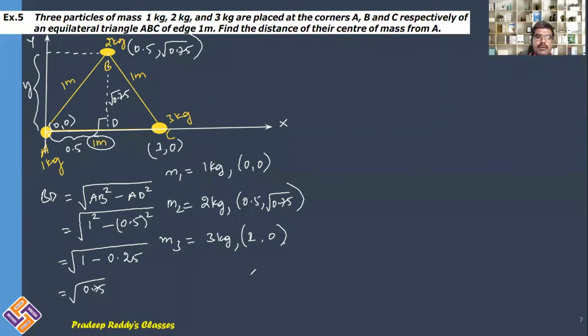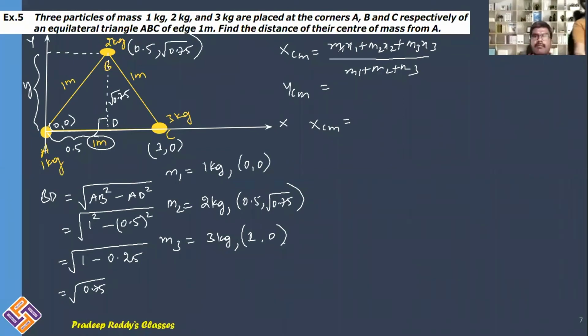Now you can use the formula for center of mass. Because this is extended along the x-axis and y-axis, you will get XCM is equal to M1x1 plus M2x2 plus M3x3 divided by M1 plus M2 plus M3. Similarly, you can go with YCM also. Now let us calculate XCM first. XCM is equal to M1. What is the value of M1? M1 is 1 kg. And what is x1? 0.